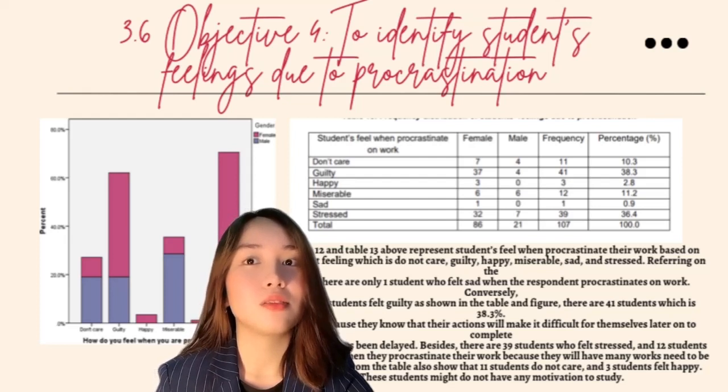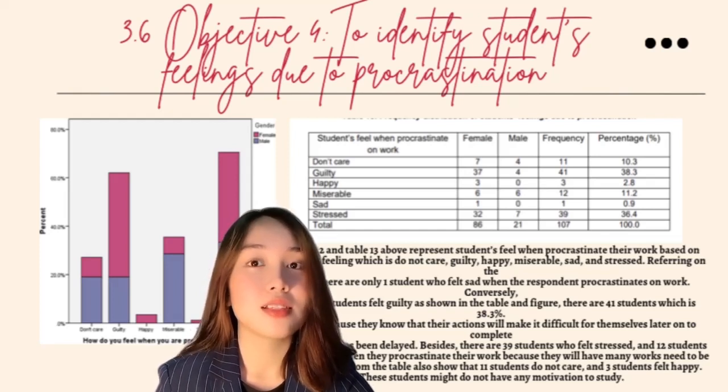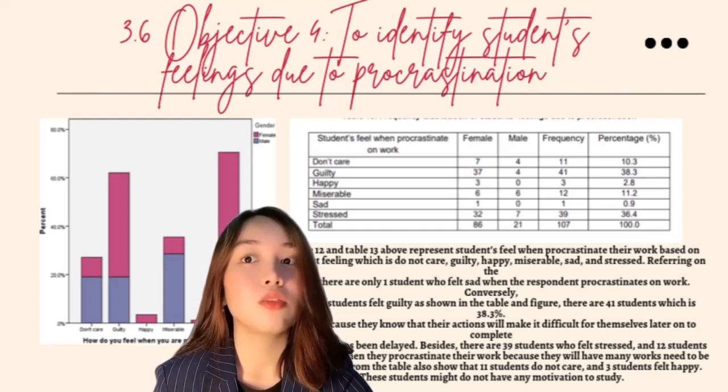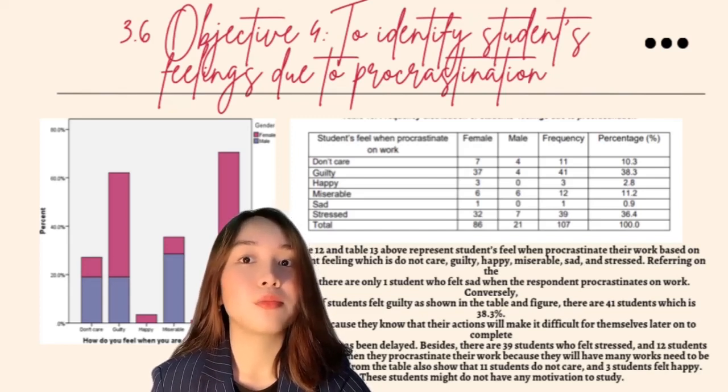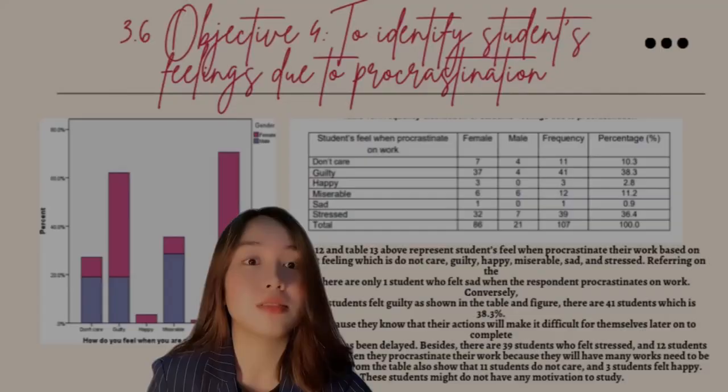This is because they know that their actions will make it difficult for themselves later on to complete the work that has been delayed. Besides, there are 39 students who felt stressed, 12 students who felt miserable when they procrastinate on their work, and also from the table, it shows that 11 students do not care and 3 students somehow felt happy. These students might have no motivation to study.